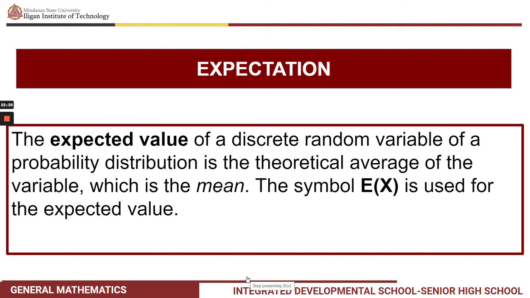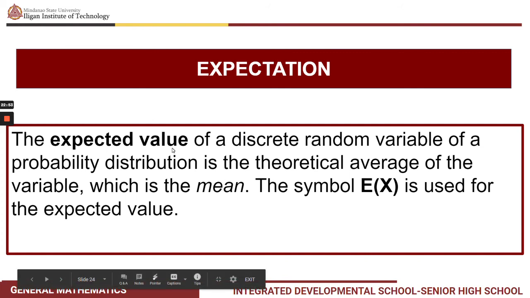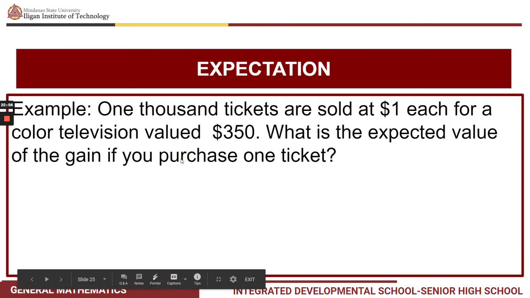The expected value of a discrete random variable of a probability distribution is the theoretical average of the variable, which is actually our mean. The symbol E of X is used for the expected value. So, capital letter X, meaning expectation of the random variable X. So, it's just equal to the mean. Sa pagkuha ng expectation, let's apply ito ng example para mas maintindihan.